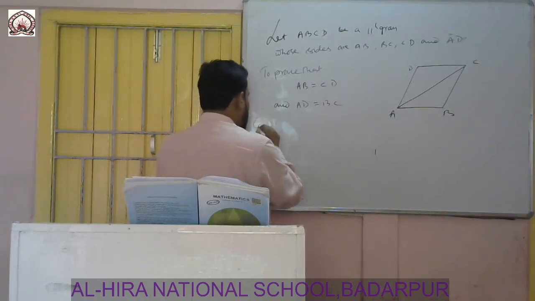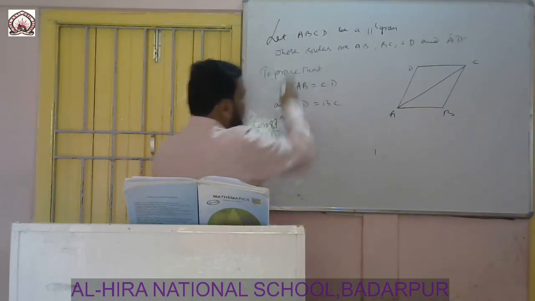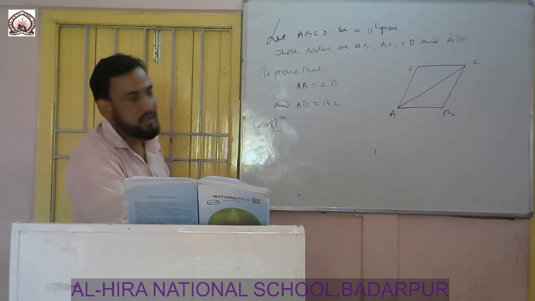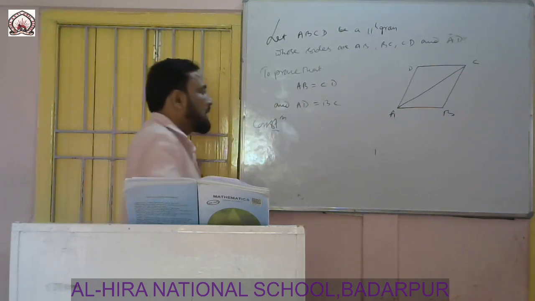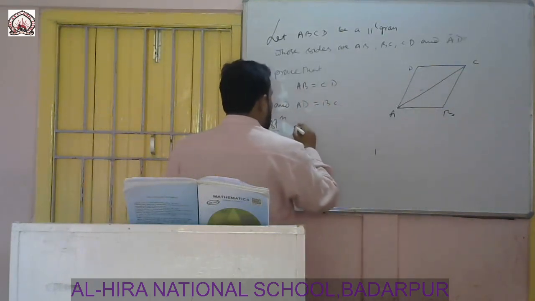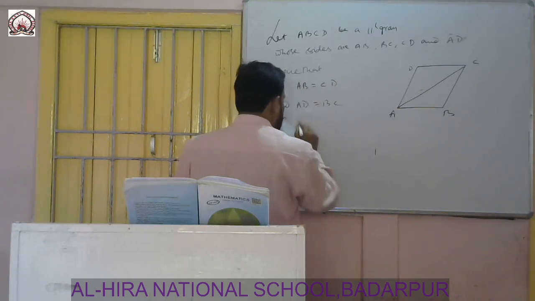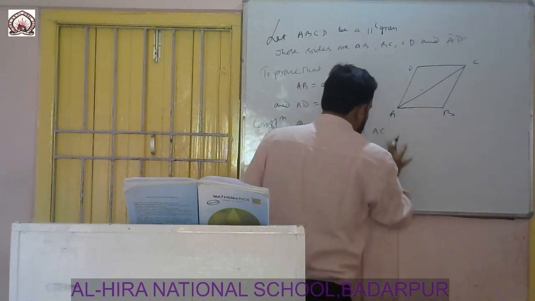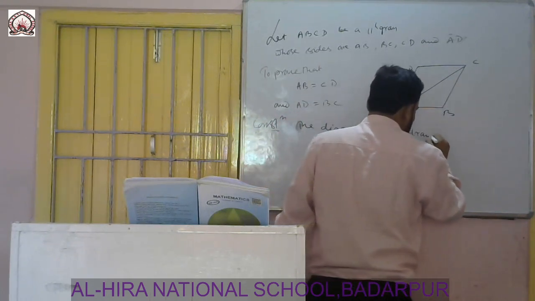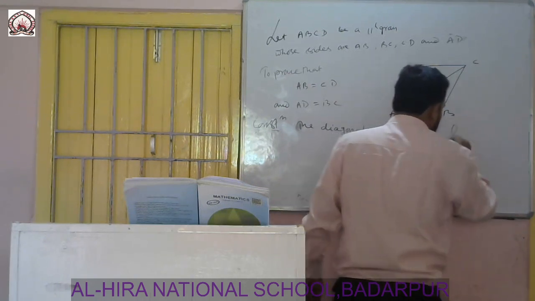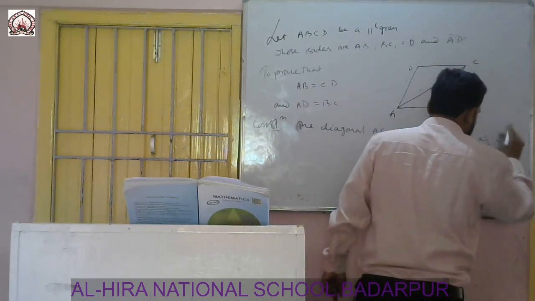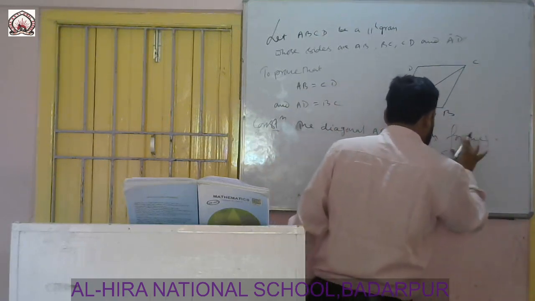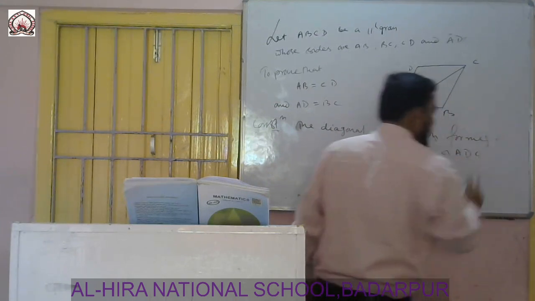So, construction. Whatever is given we have written, and what is to be proved we have written. Now, construction: if necessary, we need one construction. Here we have to draw the diagonal, this part. The diagonal AC is drawn, forming triangle ABC and triangle ADC.